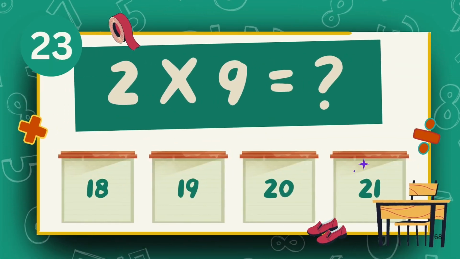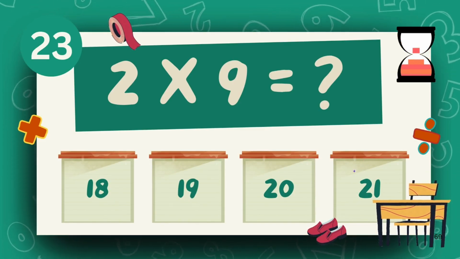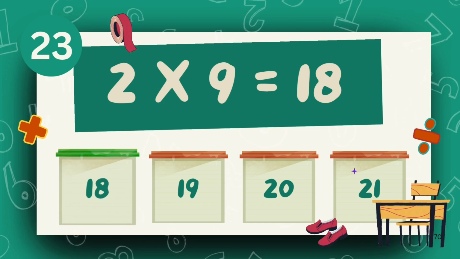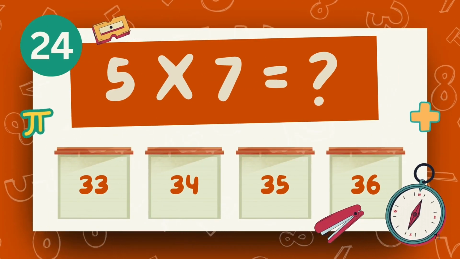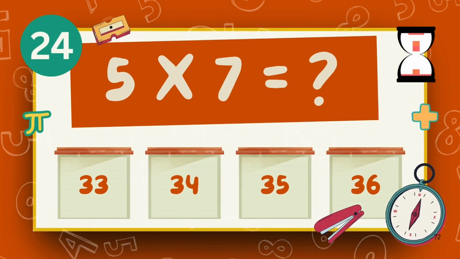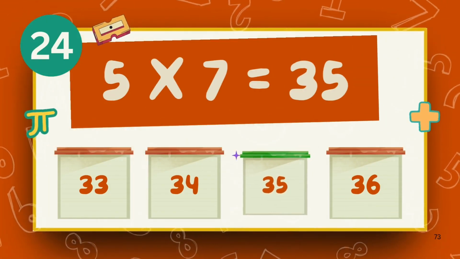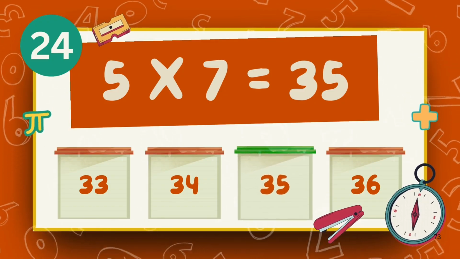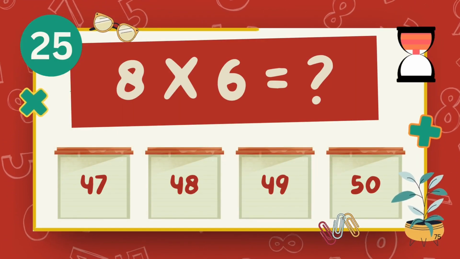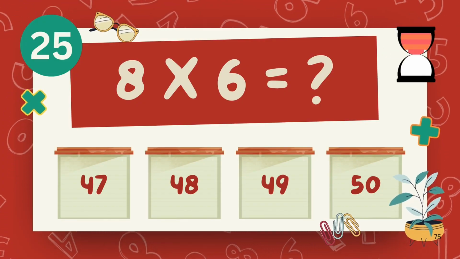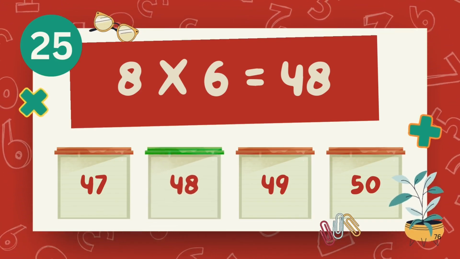What is 2 multiply 9? The answer is 18. What is 5 multiply 7? The answer is 35. What is 8 multiply 6? The answer is 48.